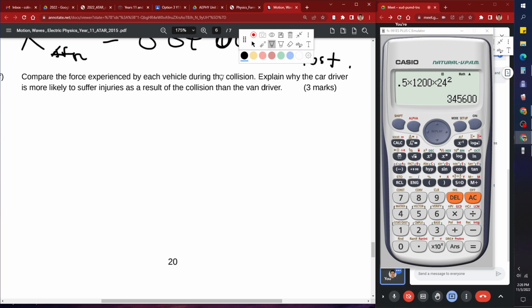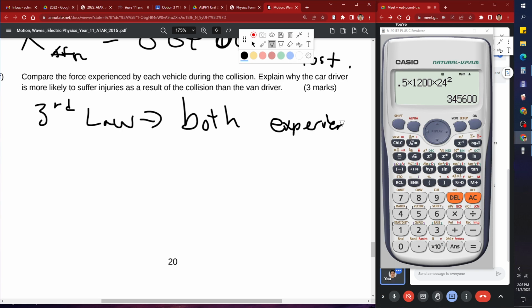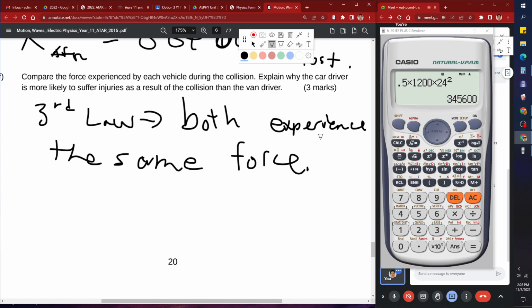Okay? Well, according to Newton's third law, they both experience the same force, because that's Newton's third law. If one object exerts a force on another, the other object also exerts the same amount of force on the first. Okay?